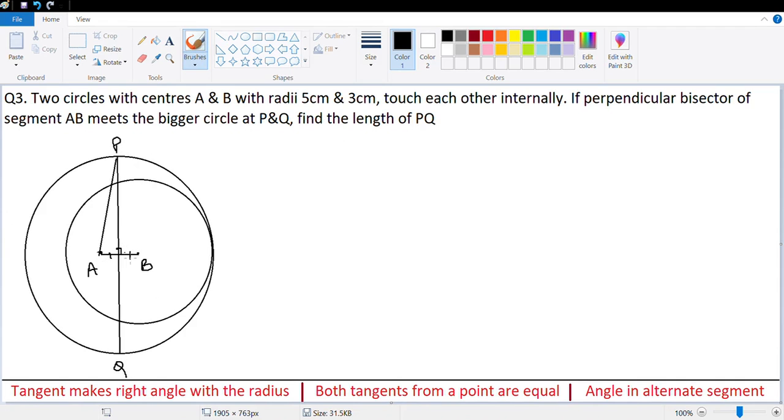Let this point be C. Let's see how we can solve it. Point number 1, AB would be equal to R2 minus R1, which is 5 minus 3, which is 2 centimeter, which means AC would be equal to AB upon 2, which is equal to 1 centimeter.